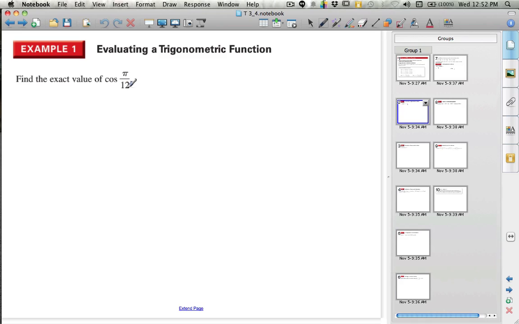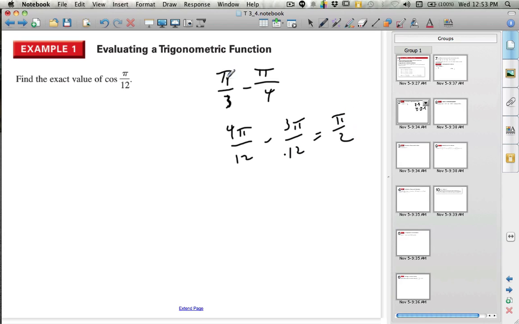So how can we go about making pi over 12? If I'm going to end up with common denominators, we could have something like pi over 3 minus pi over 4. Where is this coming from? I only have one pi in the numerator, so I'm only putting 1 in the numerators. I want numbers that are pretty close together that would make a common denominator of 12. So this would be 4 pi over 12 minus 3 pi over 12, which equals pi over 12. So I can use pi over 3 and pi over 4, those are common angles.